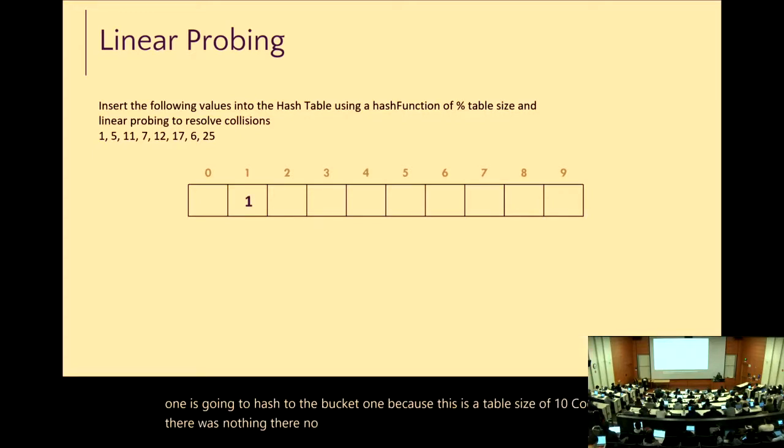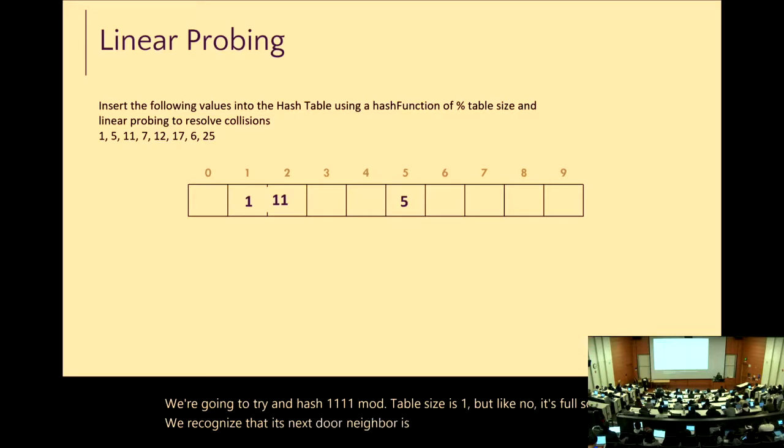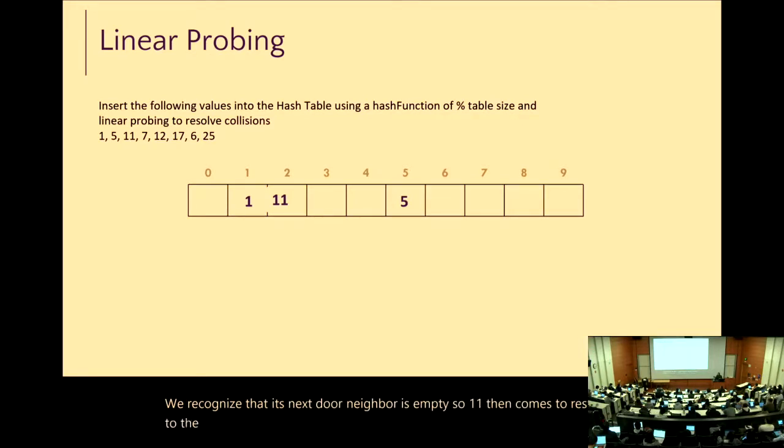Now we're going to try and hash five. Five mod table size of 10 is five, so that sits there. Now we're going to try and hash 11. 11 mod table size is one. But oh no, it's full. So we recognize that its next door neighbor is empty, so 11 then comes to rest one to the right of its natural hash.